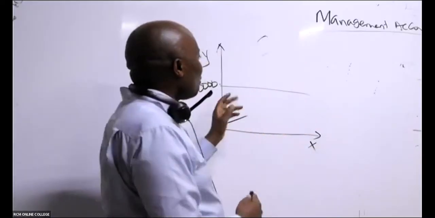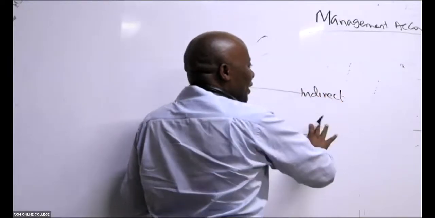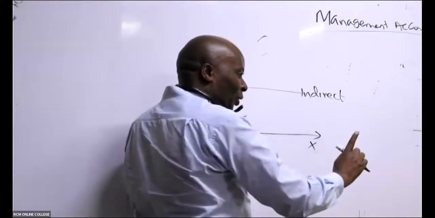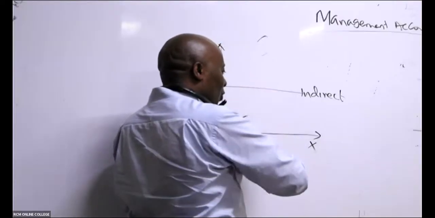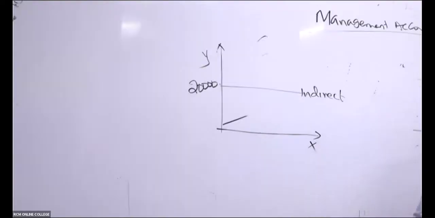So then this becomes what we call an indirect what here? Indirect costs do not have any association with the volume of production. You produce zero, you still pay it. You produce whatever, you still pay it. I hope you are able to follow so far, right?